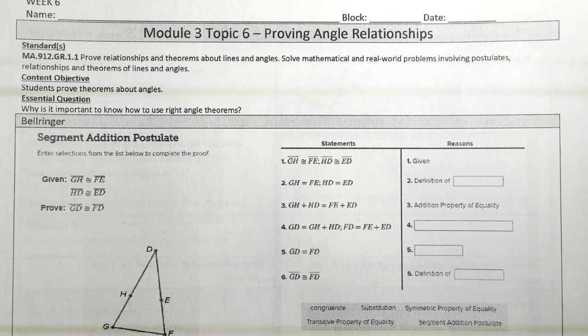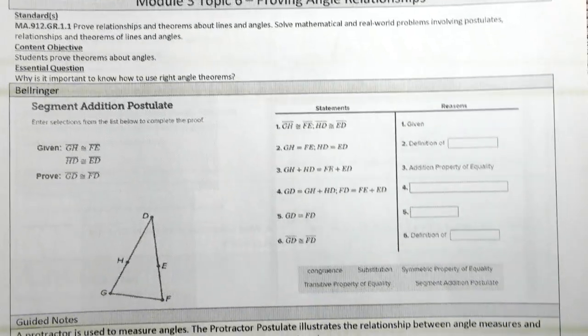This topic also uses standard GR 1.1, prove relationships and theorems about lines and angles, solve mathematical and real-world problems involving postulates, relationships, and theorems of lines and angles. The objective for this topic is you guys are going to prove theorems about angles, and the essential question is, why is it important to know how to use right angle theorems? Let's get this up for the bell ringer.